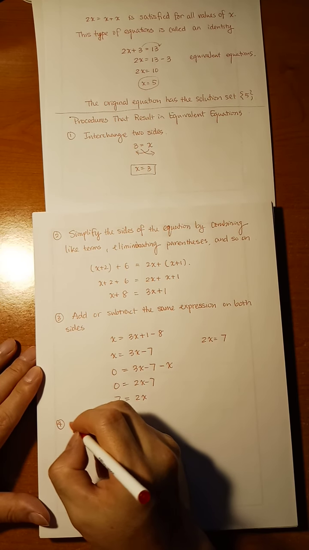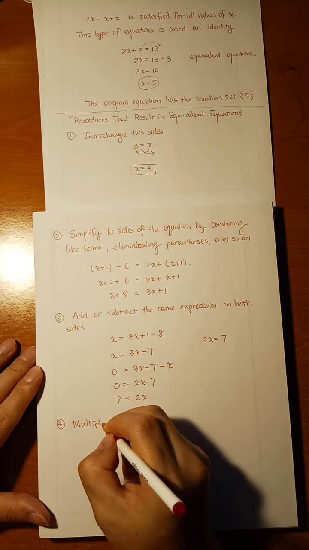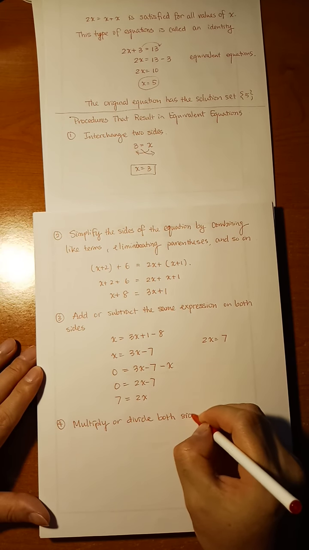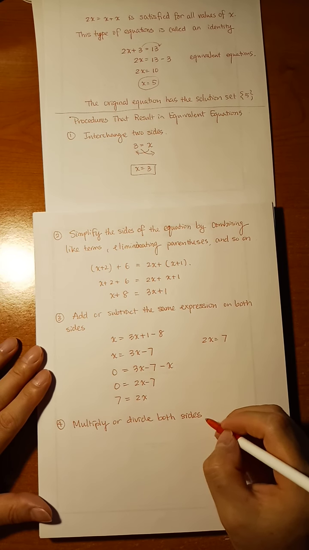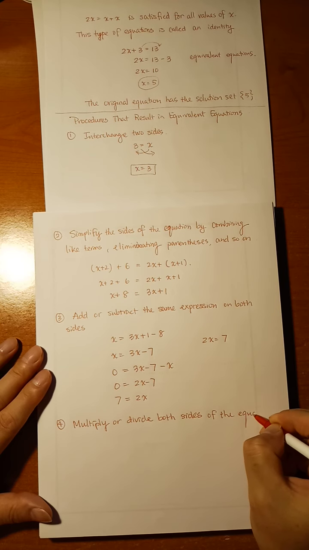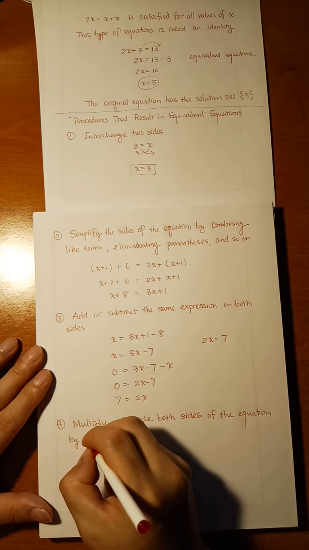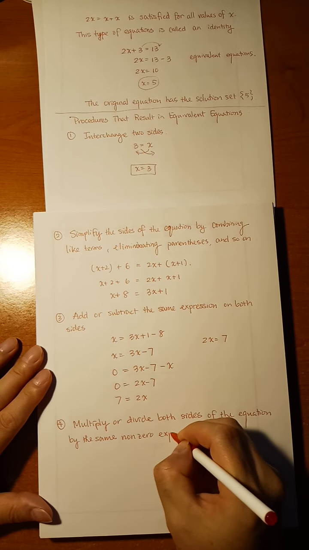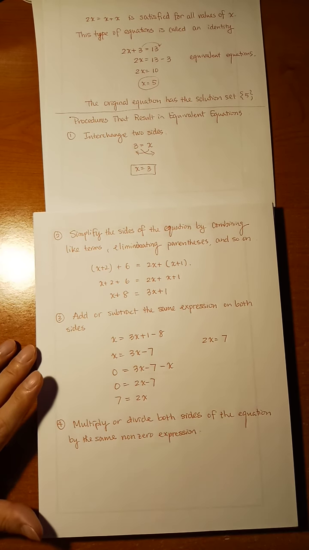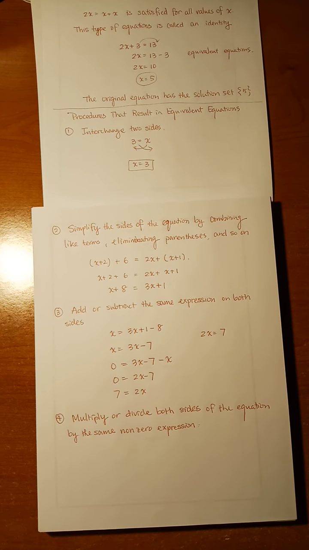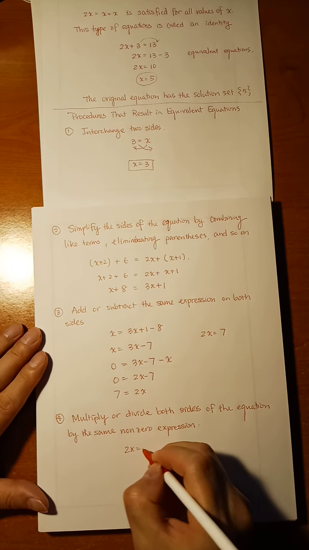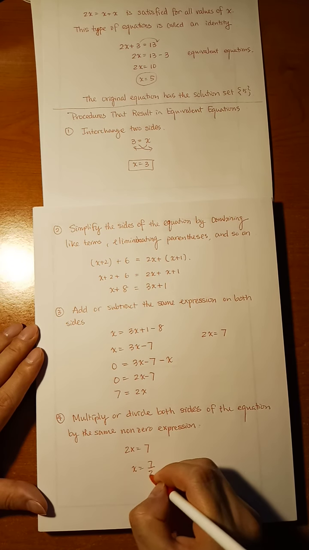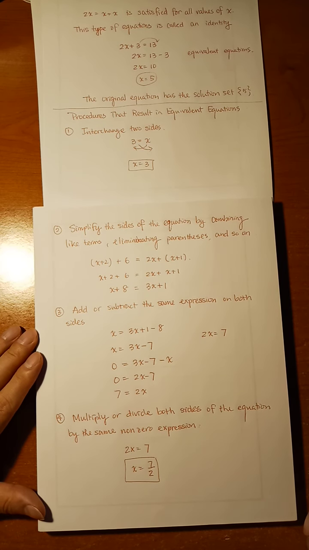Step 4, we can multiply or divide both sides of the equation by the same non-zero expression. Whenever you do multiplication or division for the equation, make sure it is not zero. So for example, from here, we're going to divide this equation by 2. So we divide everything, left side, right side, by 2, and you will get the expression. Right?